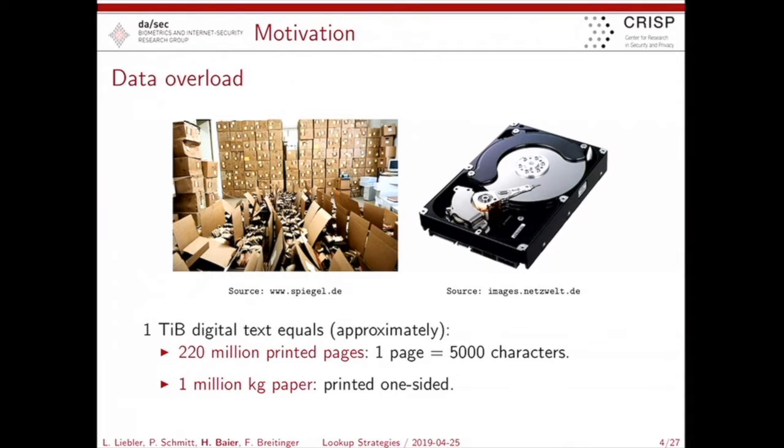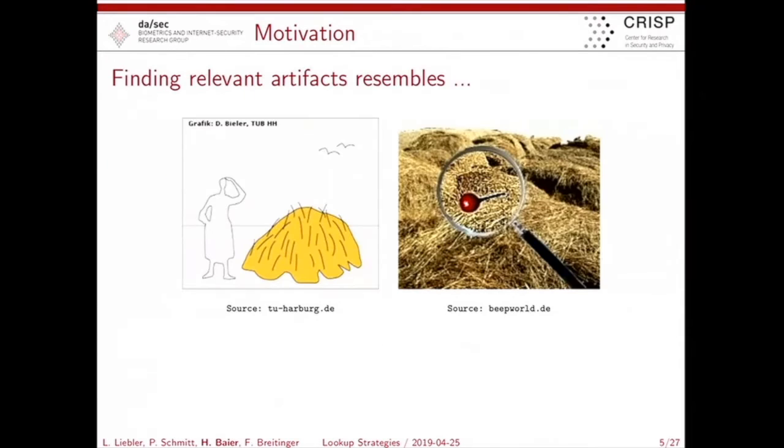And if you think about going through that for finding relevant artifacts, I think the following picture is very helpful. Take 1 terabyte of data, if you think of printout text, and you print it on pages where one page hosts 5,000 characters, then you have 220 million pages. And if you look at the weight of this paper, then you have 1 million kilograms. So the motivation which you keep in mind is you cannot work with that by hand.